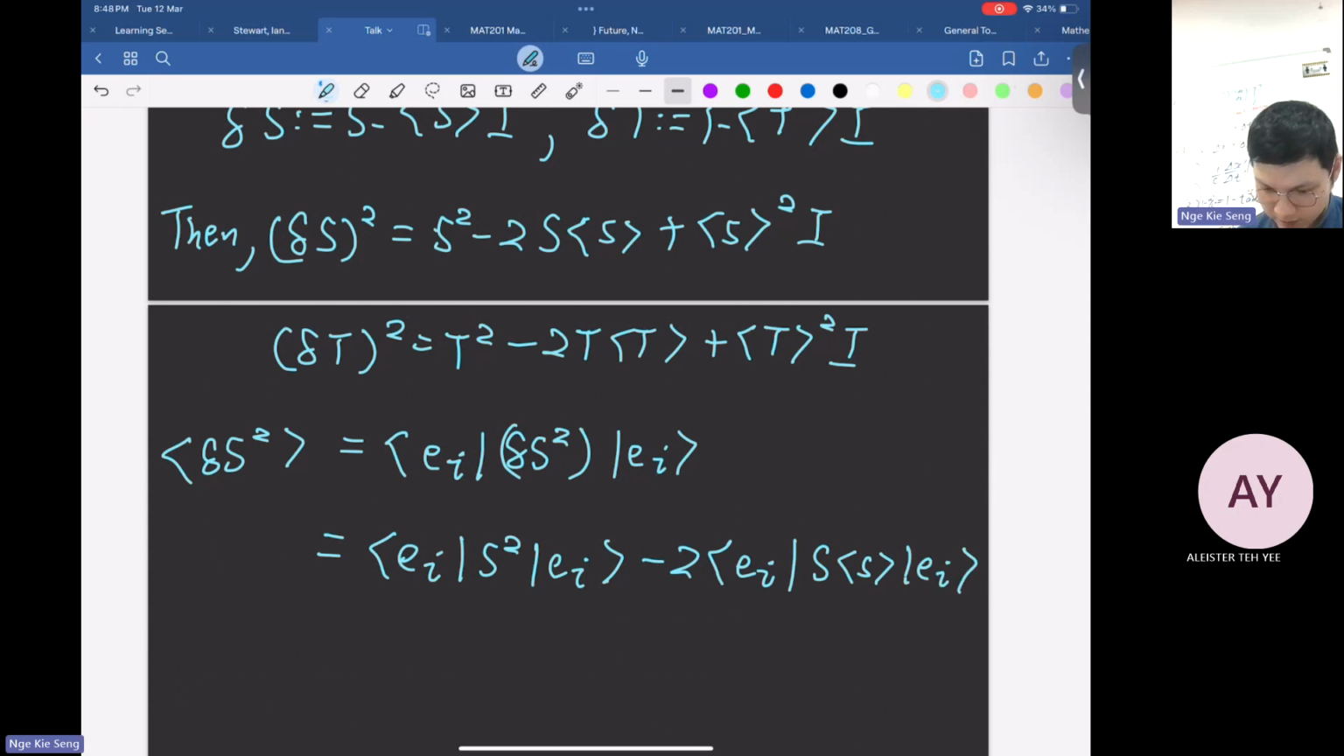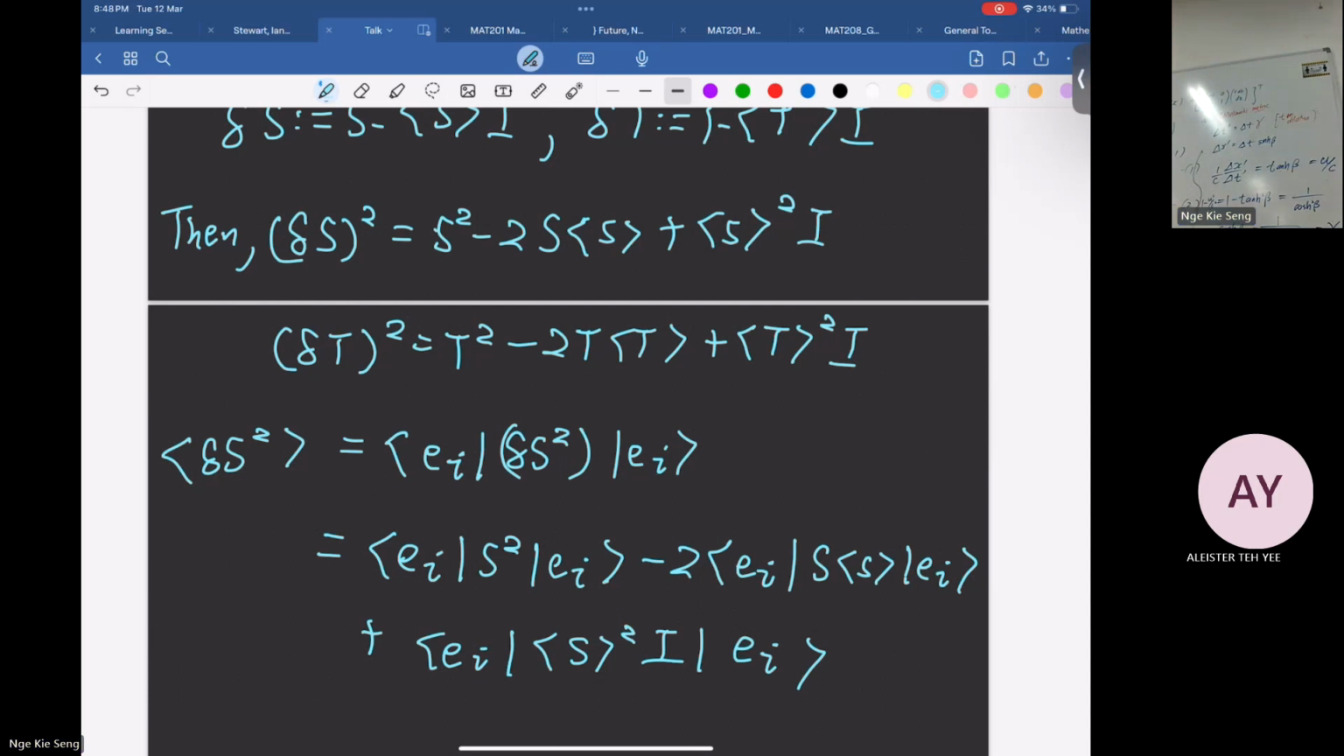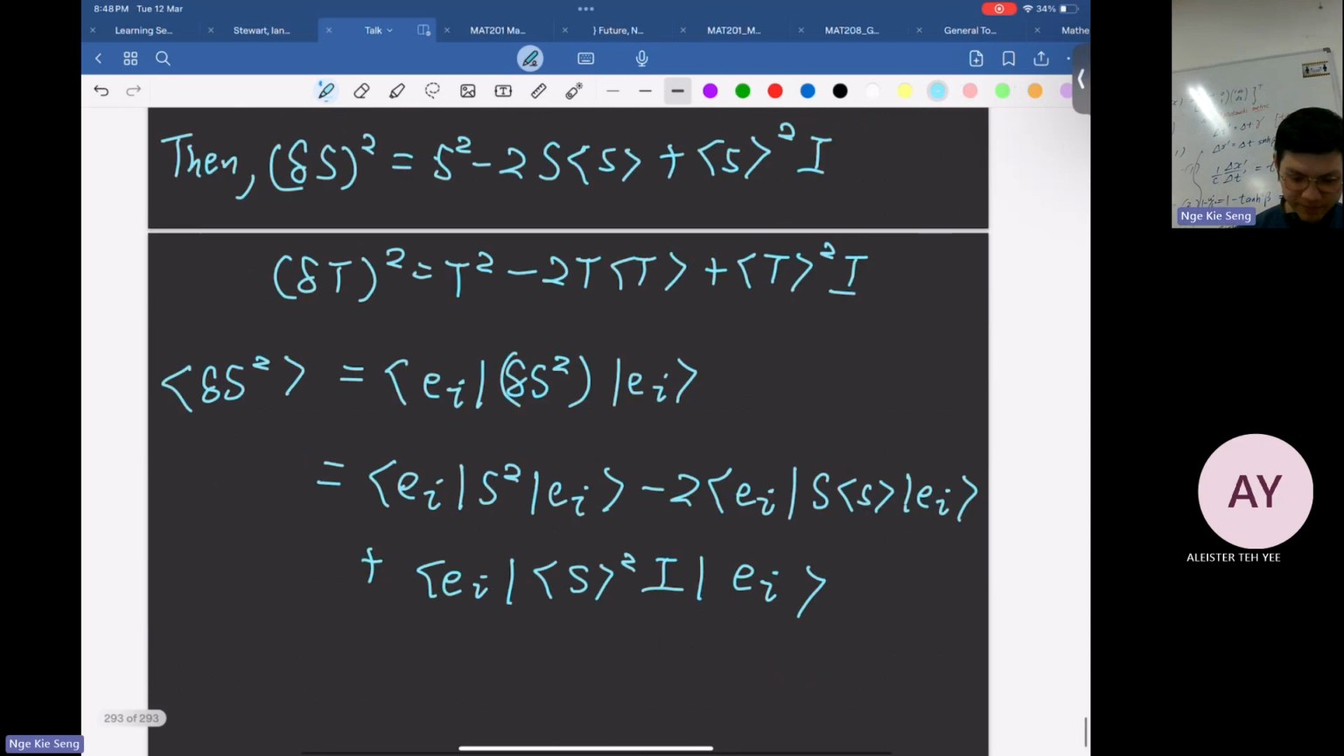I think Alistair asked about this. When you do revision, have you figured it out yourself? Haven't yet? Okay, let me talk about this now. So what are these three numbers here? The first term is EI, operator, on EI. This is what I defined as the bracket of X squared. How about this term here? What is this bracket X? It's another scalar, so you can pull this scalar out, and then you're left with EI X EI. So this is another bracket X. So it becomes minus 2 bracket X squared.